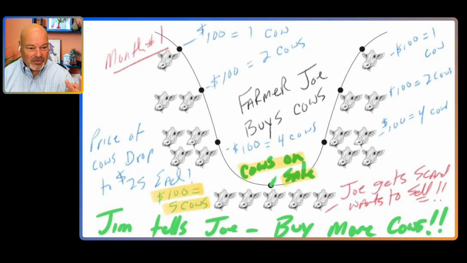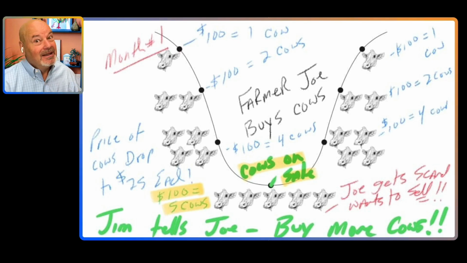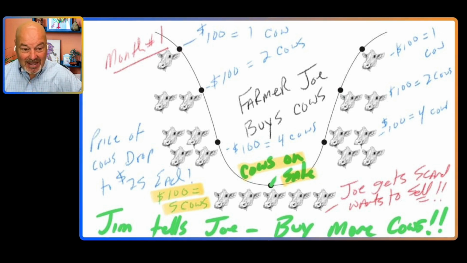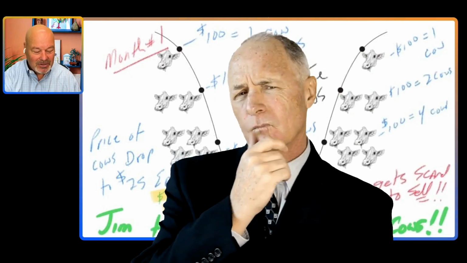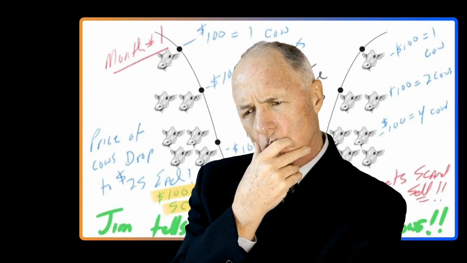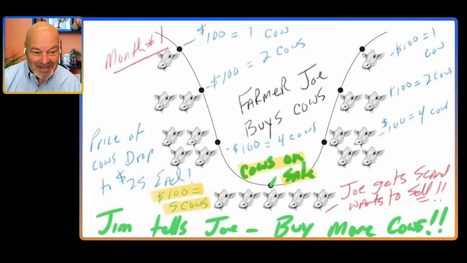Now month number 5 comes along. Is it 5? 1, 2, 3, 4. Month number 4. There are 5 cows, so I just gave you the answer again. Farmer Joe is investing $100 a month, and cows drop in month number 4 to $20 a head. How many cows can Farmer Joe buy if he's investing $100 and cows are only $20 a head? Think about that for a minute and give me your answer. I'm looking for an answer. Thank you, Ava. You win five cows. It's pretty simple.